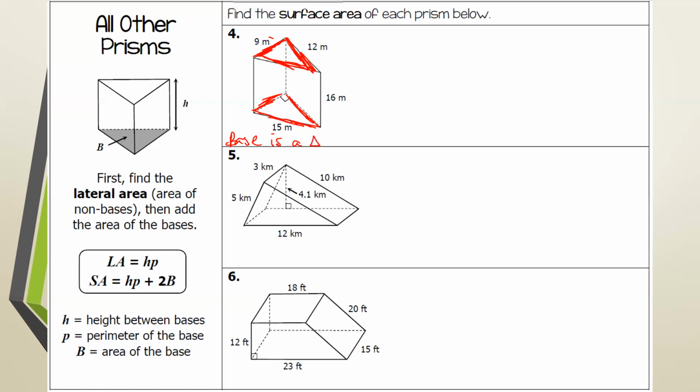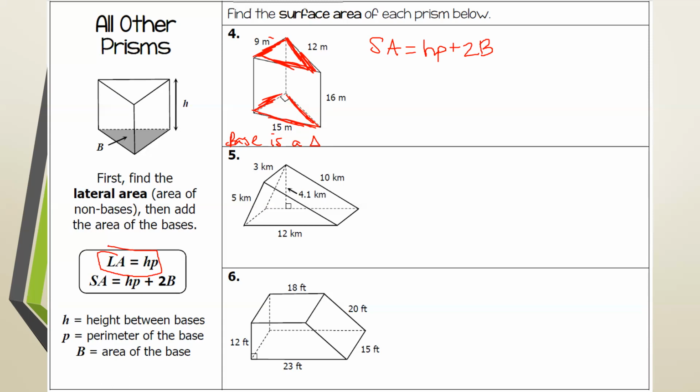The formula for the surface area of any prism is the height of the prism times the perimeter of the base plus 2 times this capital B. Capital B is the area of the base. The good news is, if you don't remember what those things stand for, there's a key on the formula sheet that tells you all of that. Over here, it says the lateral area is H times P. Lateral are the sides that aren't the bases.